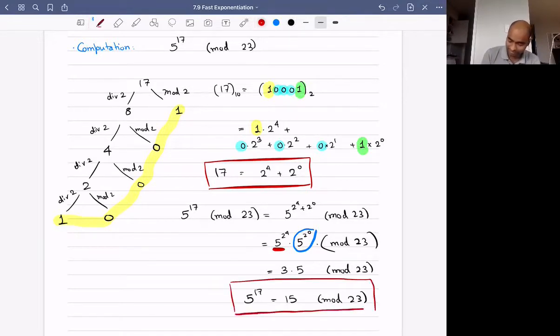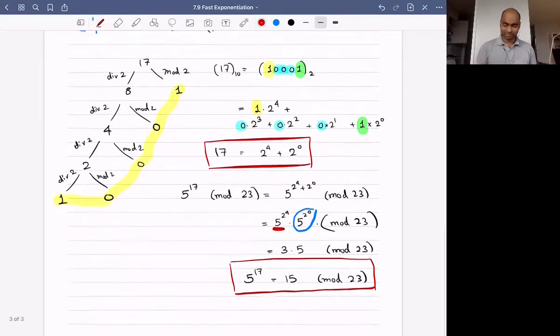Notice that I did not need any calculator to compute the 17th power of 5, which is incredible. So that's fast exponentiation. Even though it took a while to reach this number, it's nothing compared to having to multiply 5 by itself 17 times.